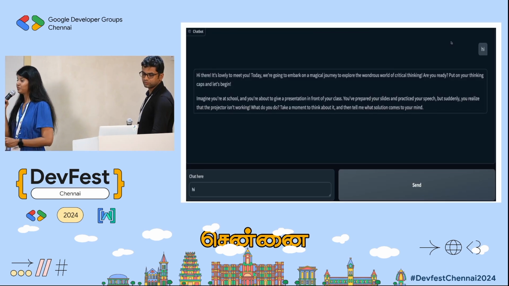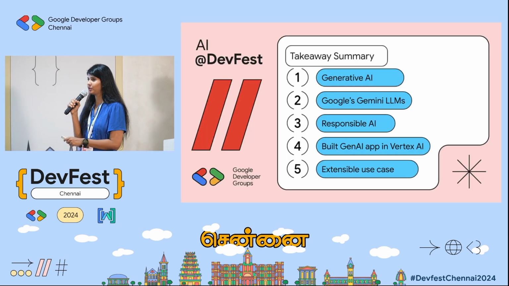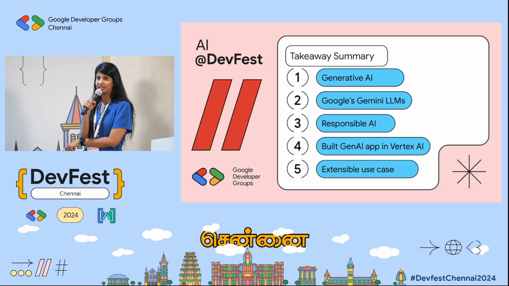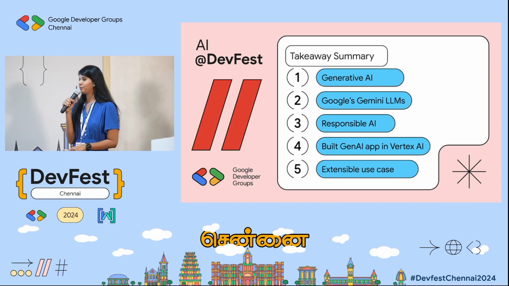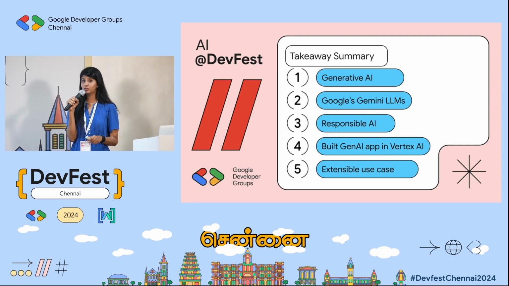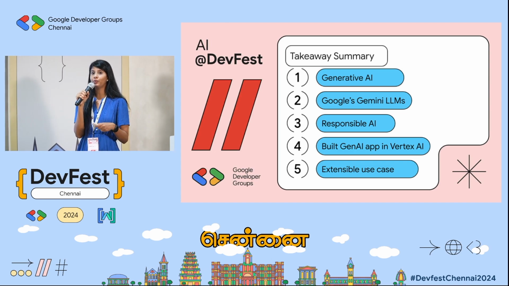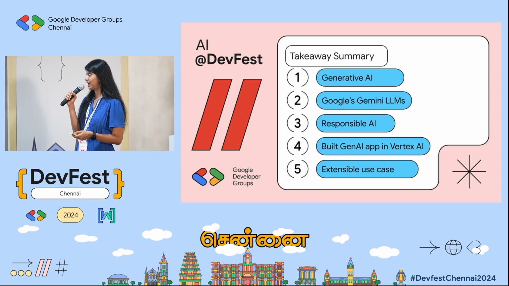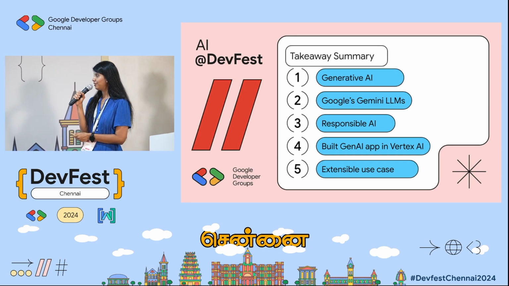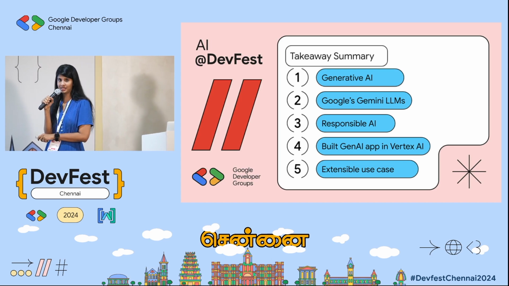So we have seen the code walkthrough and also a quick demo. We also have image generation embedded into it, though it's still in development to integrate into the UI. The takeaway summary is that we understood what Gemini is all about, and we saw the Gemini large language model. We also understood how important responsible AI is and how Gemini emphasizes responsible AI development. And we saw how you can build a GenAI app in Vertex AI.